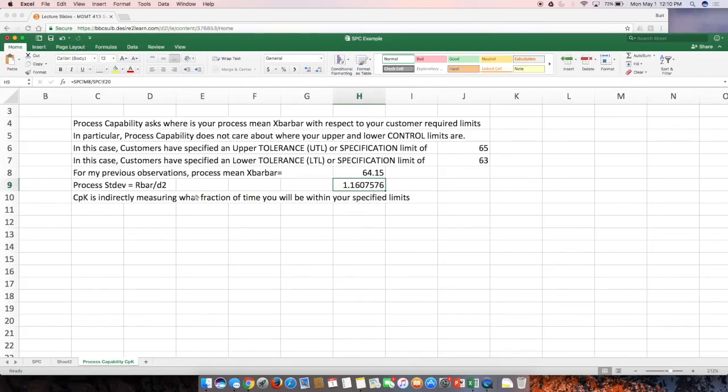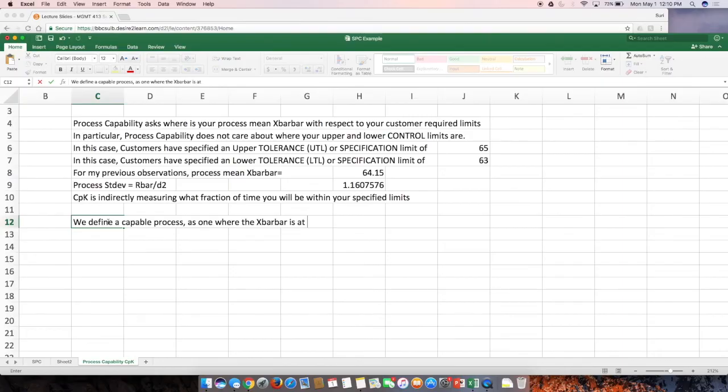And so what is a capable process? Now that you know your process mean and standard deviation, this is how you define a capable process. We define a capable process as one where the process mean, X double bar, is at least 3 times standard deviation away from both limits, UTL and LTL. So you want a 3 sigma gap. That's what you want.